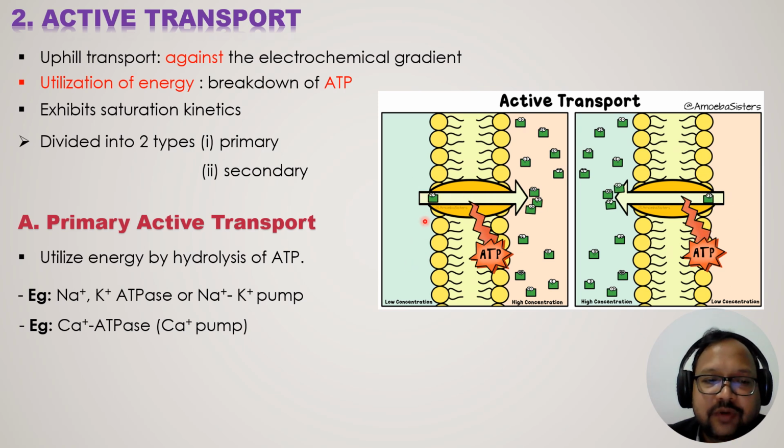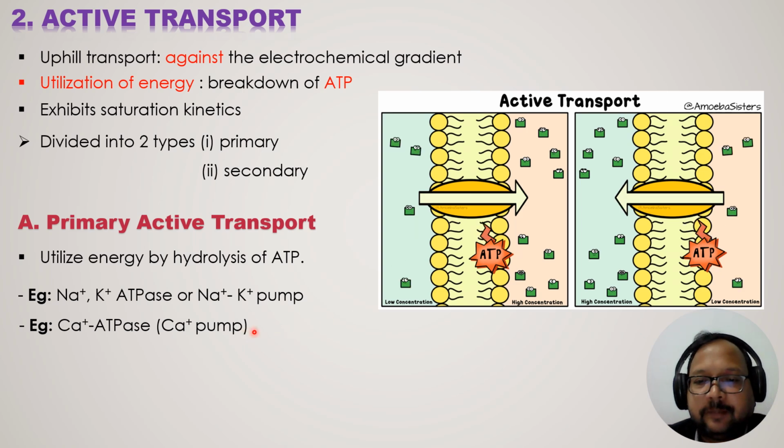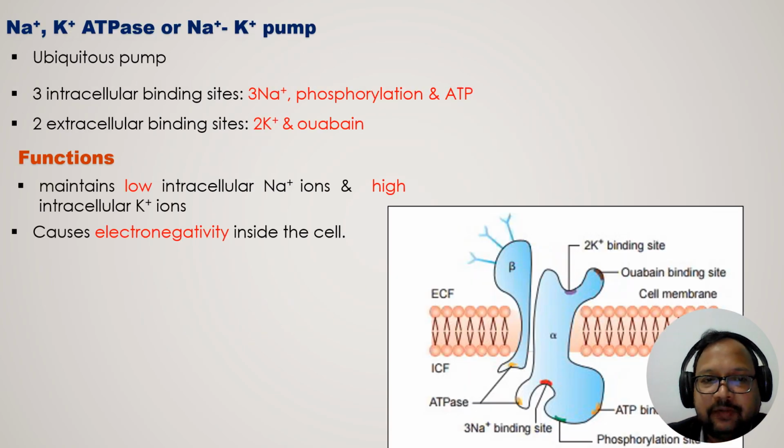In primary active transport, energy is utilized directly. A simple example is the sodium potassium pump, or sodium potassium ATPase, and also the calcium pump, or SERCA. I will try to explain with the sodium potassium pump how primary active transport works. You know the pump is present on every cell. It transports three sodium ions from inside to outside and two potassium ions from outside to inside.